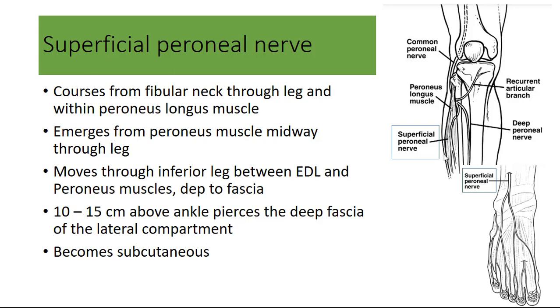And then it emerges from the peroneus muscle midway through the leg, and then it will actually come out and pierce through the fascia between the extensor digitorum longus and usually the peroneus brevis muscles, but we'll have a look at that, and that should say deep to the fascia. So then it's going to pierce the fascia and come through, and it pierces the fascia about 10 to 15 centimeters above the ankle, but this is quite variable, and then it becomes subcutaneous and it sits more on the lateral aspect of the foot.